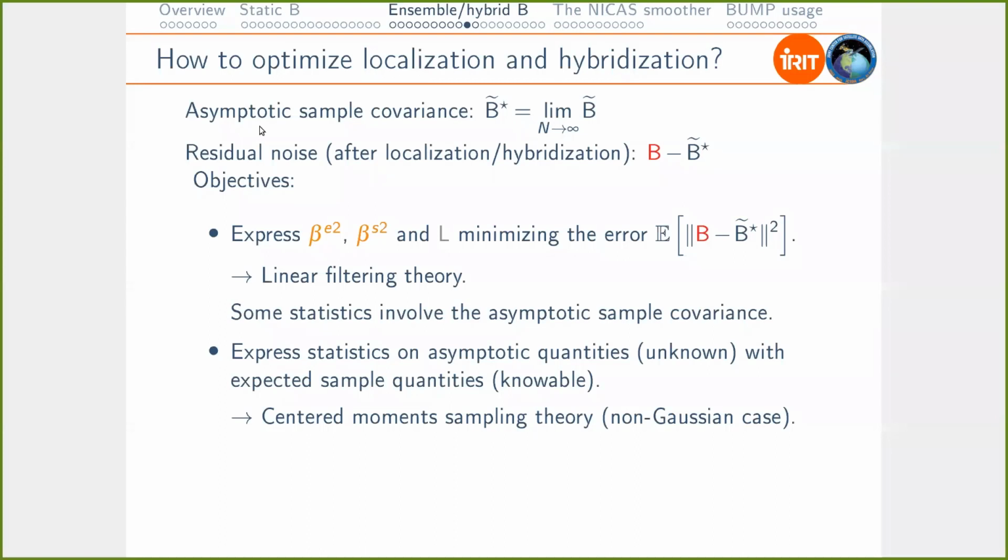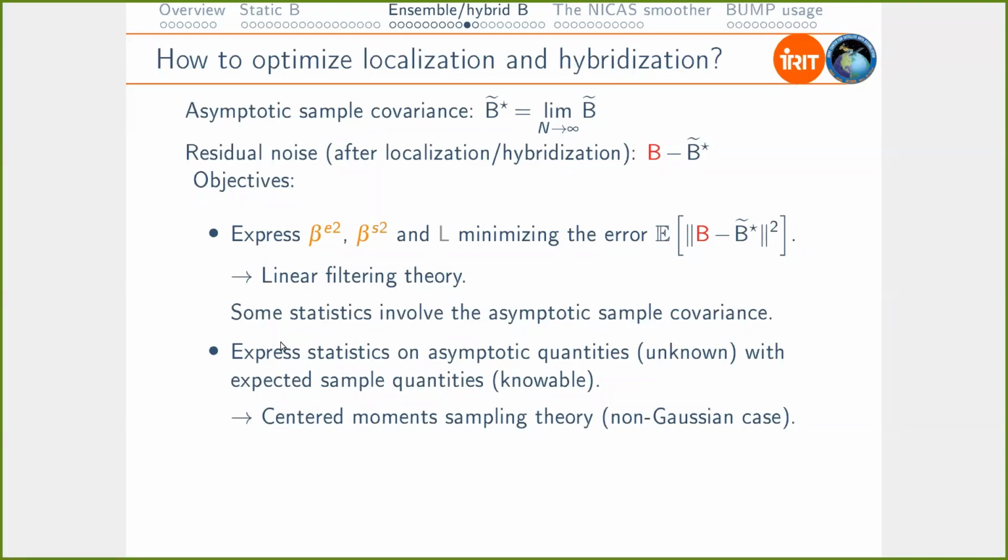weights and localization. So the asymptotic sample covariance here, B star, is our target. And so we want to reduce the residual noise, B minus B star. And the goal of this method is to express the hybrid weights and the localization that would minimize this error, the difference between the hybrid B and the asymptotic B star. And so we use the linear filtering theory, but some statistics will involve the asymptotic sample covariance, which is unknown.